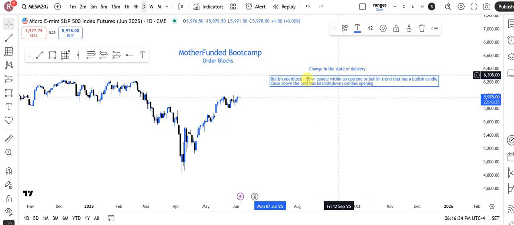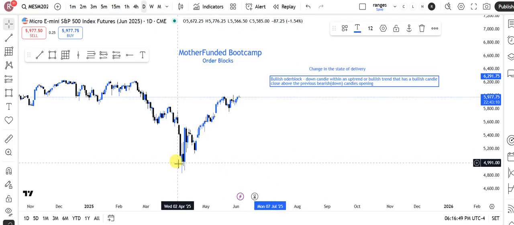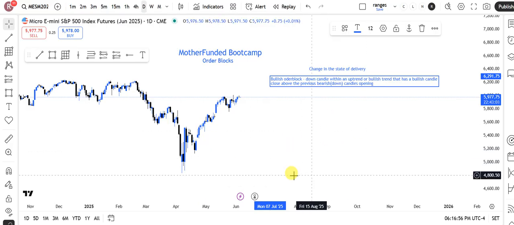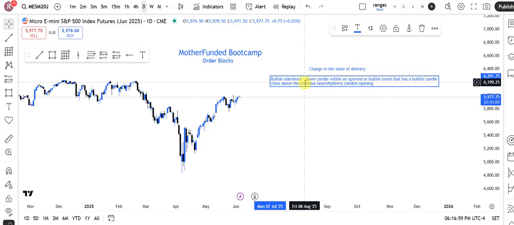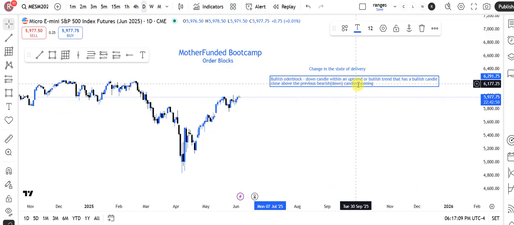So, bullish order block: a down candle within an uptrend or bullish trend, followed by a bullish candle. It's a two-candlestick pattern. It actually can be more than two candles, but for the purposes of keeping it generic, and we'll build off of this so we can understand it, it's a two-candlestick pattern right now. The first candle is a down candle for a bullish order block. The second candle is a bullish candle that closes above the previous bearish candle's opening.